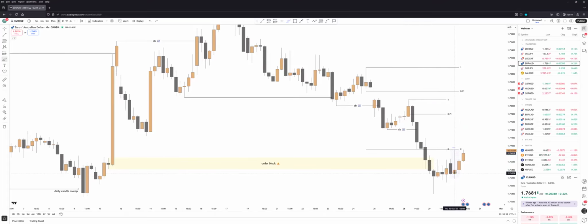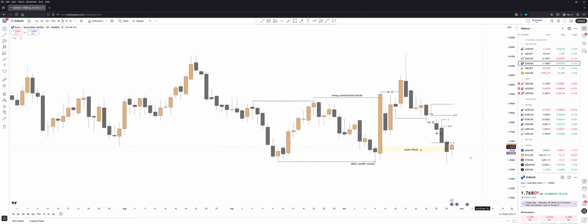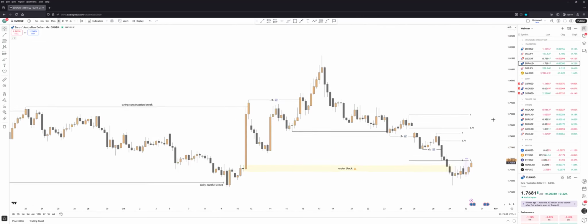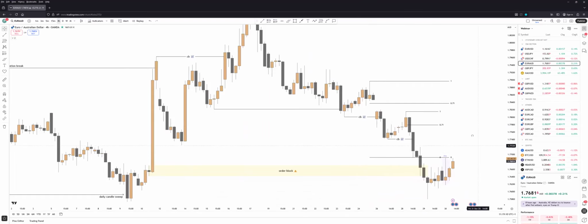So I'm only looking for shorts because technically we are bearish. Really strong bearish pressure is happening. But at the daily perspective, this is a protected daily low point. So we are inside of a protected daily low point, but we are not trading the daily time frame. We are trading the 4-hour and the 15-minute time frames.